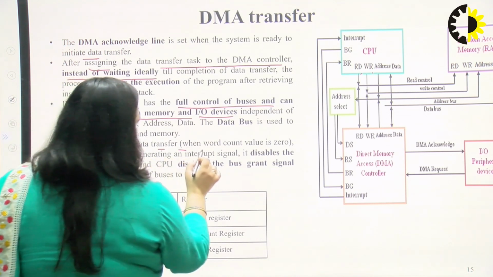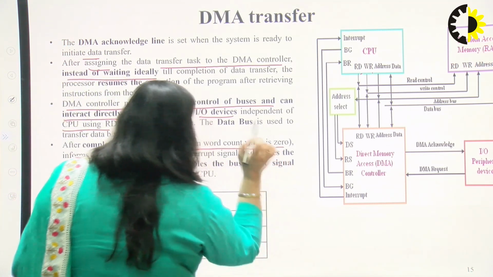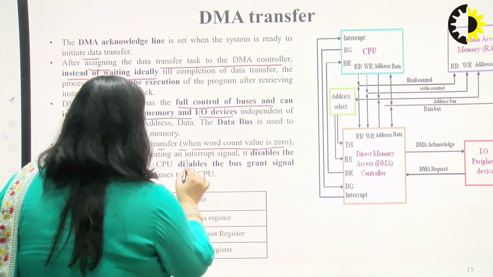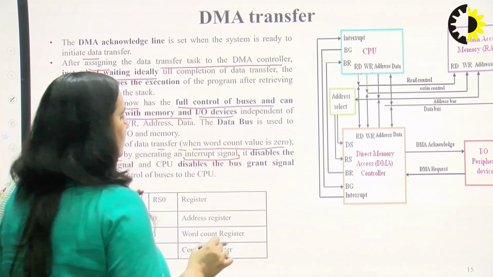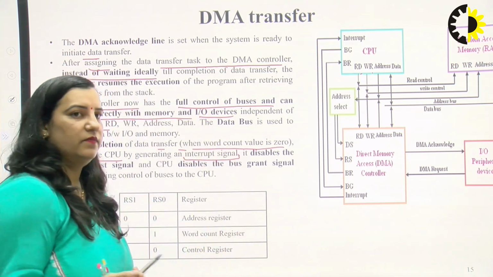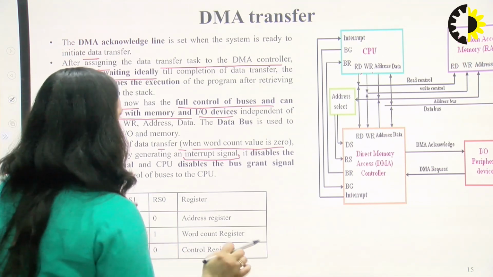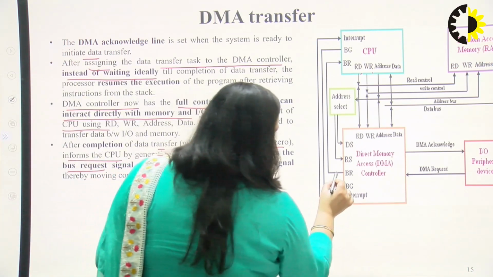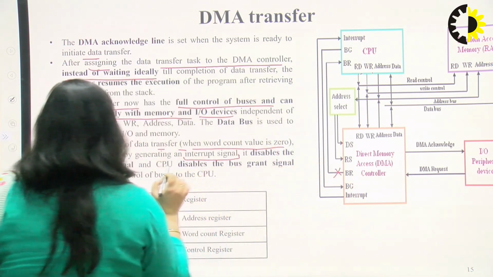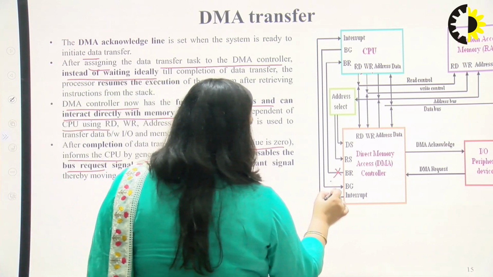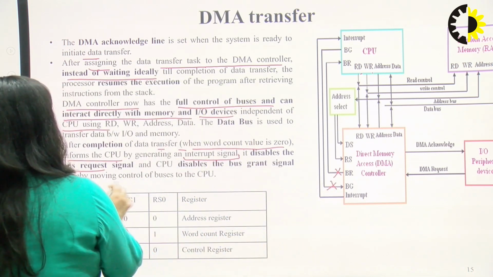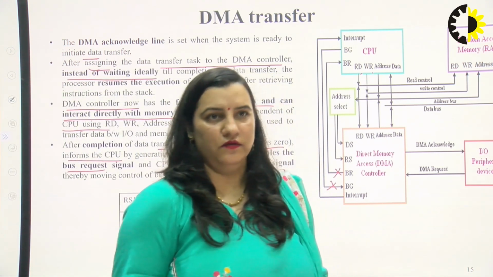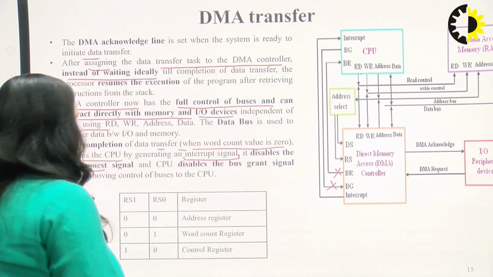And after completion of data transfer, means when the word count register value is 0, it informs the CPU by generating an interrupt signal. Here it again generates the interrupt signal and tells the CPU that our transfer is complete. Now it disables the bus request. First, DMA will disable the bus request and then CPU disables the bus grant, thereby moving control of buses to the CPU. Now the control of buses is again with the CPU after transferring the data.